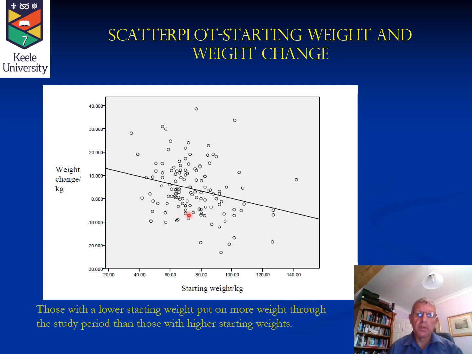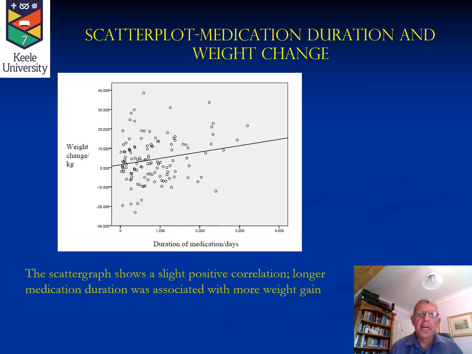Again, it's a very weak association. We can see that because there's a lot of variation in where these individual points are, both up and above and below the line. This scatter plot looks at the relationship between medication duration and weight change.